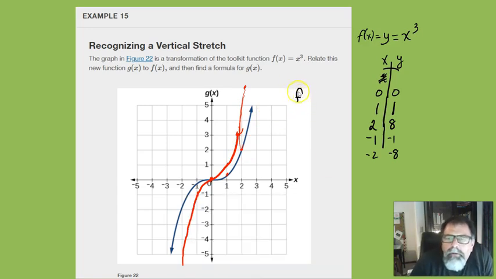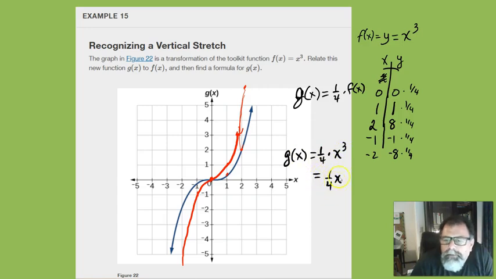So if we do g of x is 1/4 times f of x. Okay, so if you multiply these by 1/4, you would get the graph, the blue graph that's here. Okay, so it's getting compressed. So let's see here. So then g of x is equal to 1/4 f of x, but f of x is x cubed. So that's my answer, 1/4 x cubed.